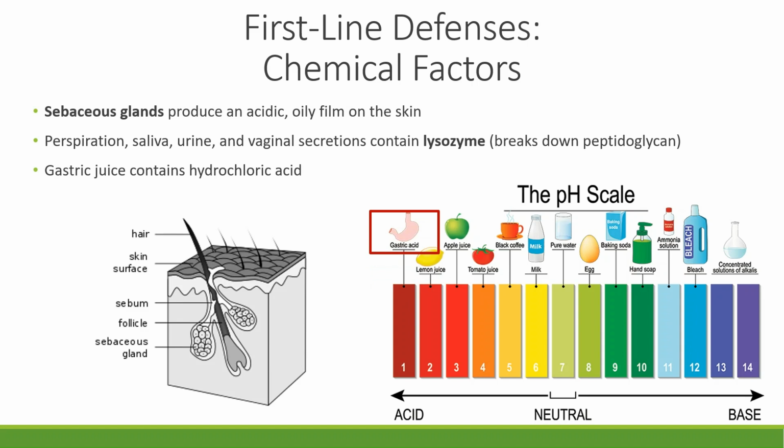Gastric juice in the stomach contains hydrochloric acid. And as you can see in this image here, the hydrochloric acid in the gastric juice makes it incredibly acidic, with a pH of around 1. And this helps to destroy harmful microbes in the food and the water that we consume. Additionally, vaginal secretions, earwax, and urine are all mildly acidic. And this creates an environment that discourages the growth of harmful bacteria.